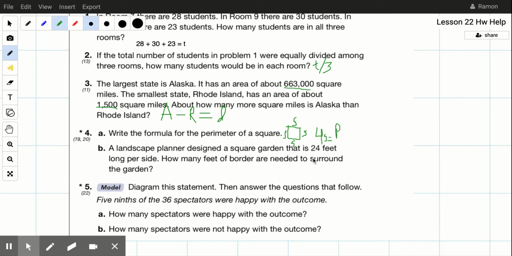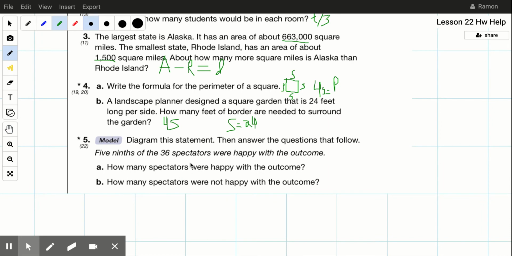Now, for B, a landscape planner designed a square garden that is 20 feet long per side. How many feet of border are needed to surround the garden? So, essentially, one of the sides in this instance is 24. So we're going to take 4s to find the perimeter, but in this instance, s is equal to 24 feet.